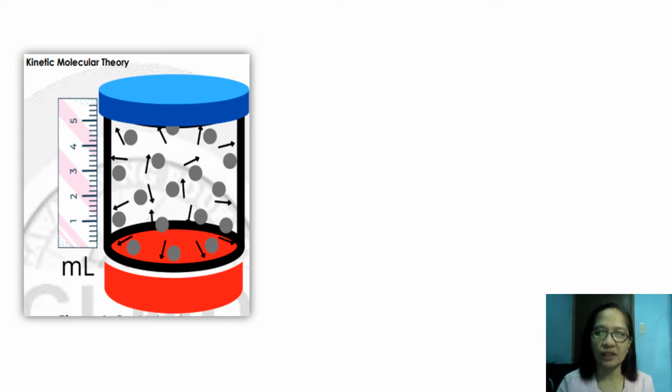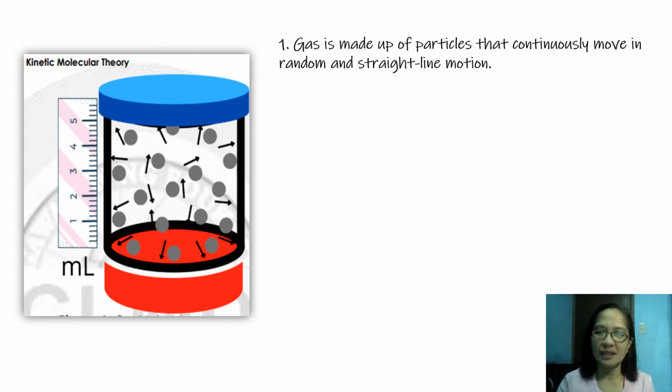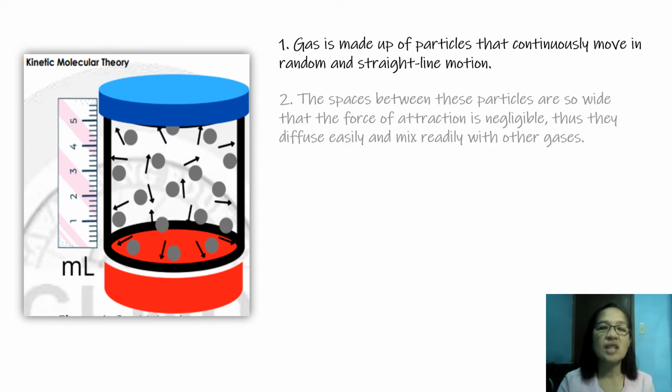According to this theory, gas has the following characteristics. 1. Gas is made up of particles that continuously move in random and straight line motion. Number 2. The spaces between these particles are so wide that the force of attraction is negligible. Thus, they diffuse easily and mix readily with other gases. Kaya kahit nalinis na yung kusina, amoy pa rin yung naiwang amoy ng popcorn.